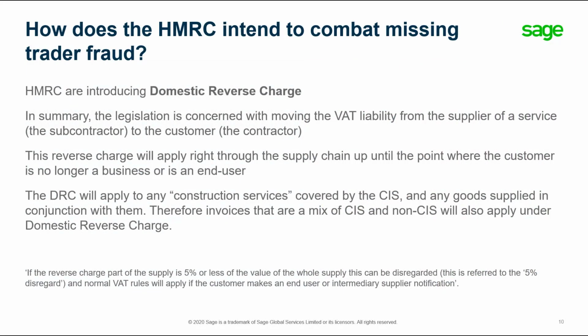So this is where HMRC are introducing domestic reverse charge. What this will do is it will transfer the liability from the suppliers at each level of the supply chain up to the final supplier, who will then pay the VAT. Domestic reverse charge technically applies to services, but if you have an invoice which contains both CIS and non-CIS items, then domestic reverse charge will still apply.